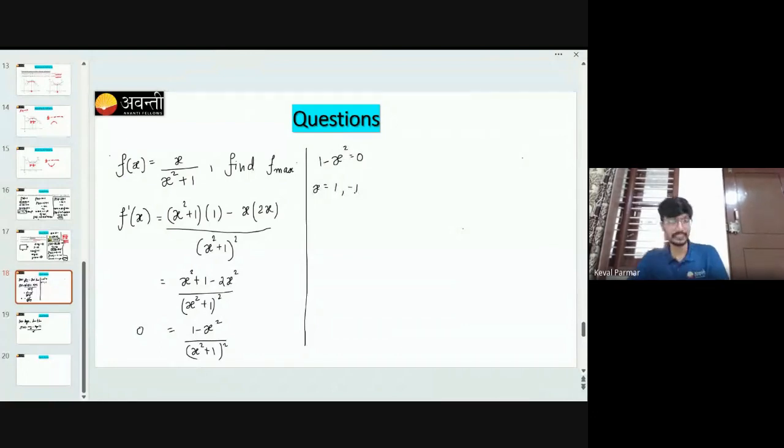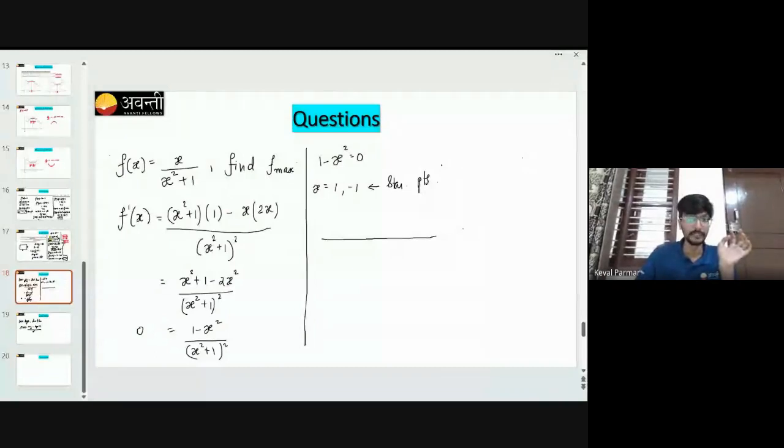Now, how will I check whether we have maximum or minimum at 1 or minus 1? So see, we'll use the first derivative test. These are the stationary points. So at stationary points, we see if the sign goes from positive to negative, then it is maxima. Negative to positive, then it is minima. So we'll see the sign of dy by dx.